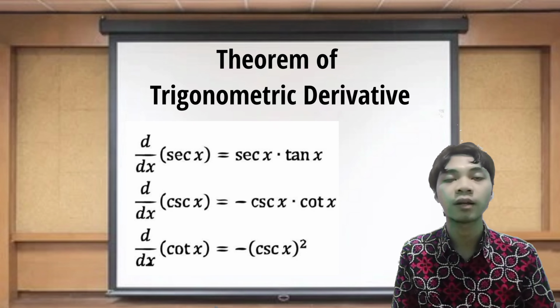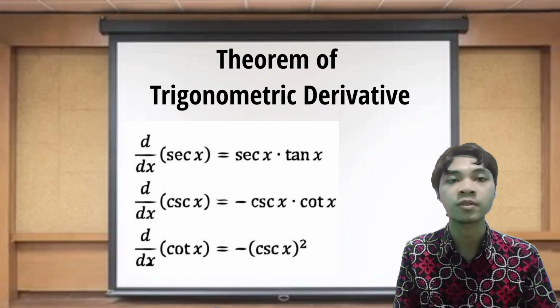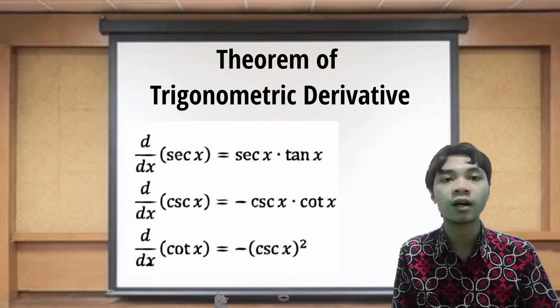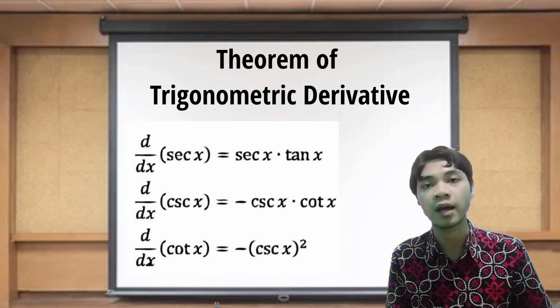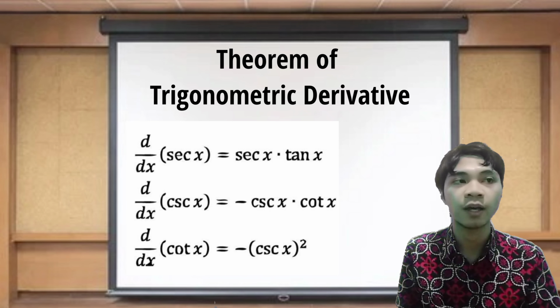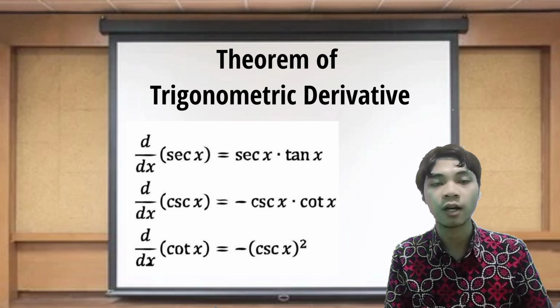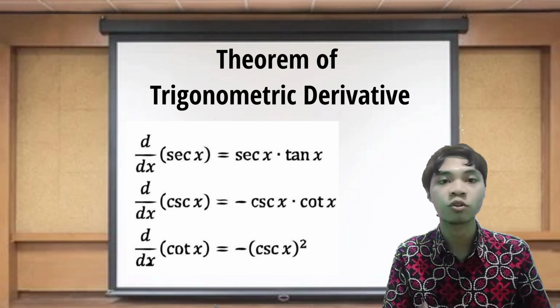If we have secant x, the derivative of secant x is secant x times tangent x. If we have cosecant x, the derivative of cosecant x is minus cosecant x times cotangent x. If we have cotangent x, the derivative of cotangent x is minus cosecant x squared.